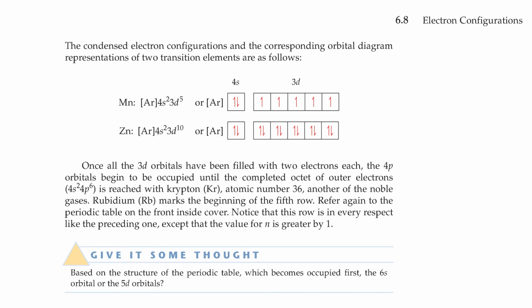Rubidium marks the beginning of the 5th row. Refer again to the periodic table on the front inside cover. Notice that this row is in every respect like the preceding one, except that the value of n is greater by 1.